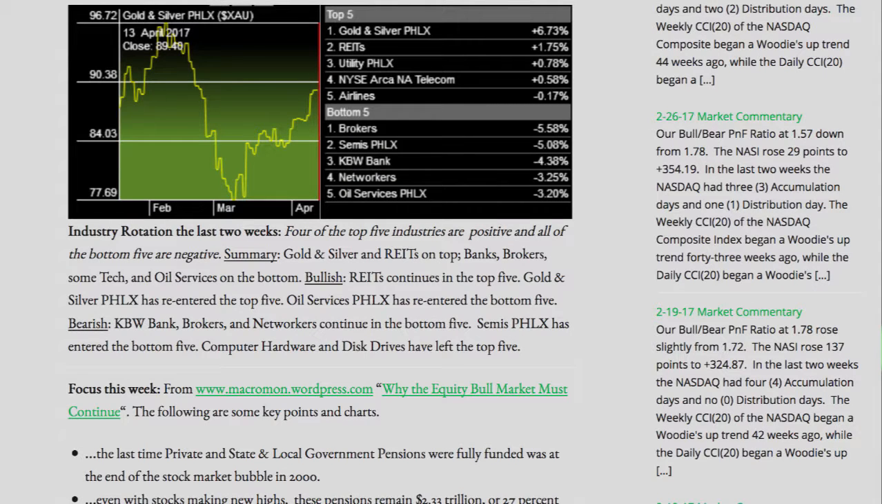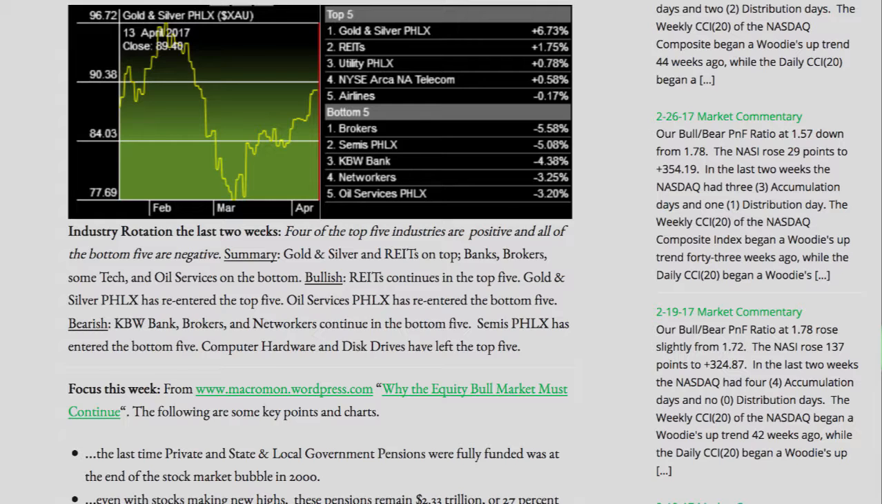4 of the top 5 industries are positive, and all of the bottom 5 are negative. Summary: gold and silver and REITs on top, banks, brokers, some tech, and oil services on the bottom. Bullish, REITs continues in the top 5. Gold and silver has re-entered the top 5. Oil services has re-entered the bottom 5.